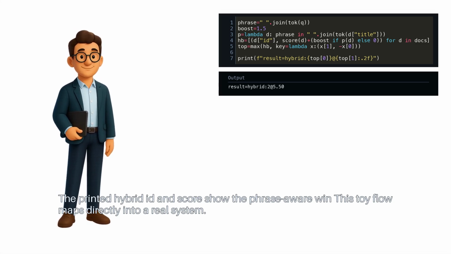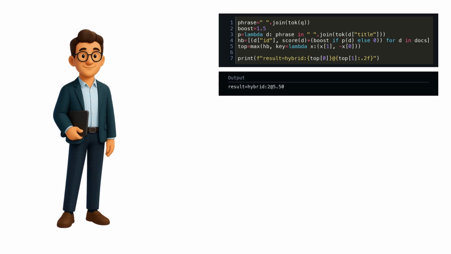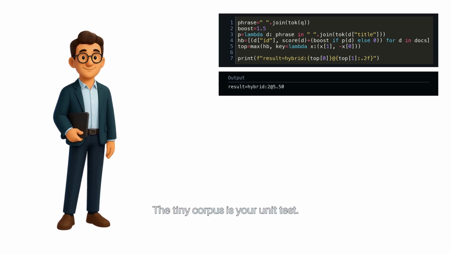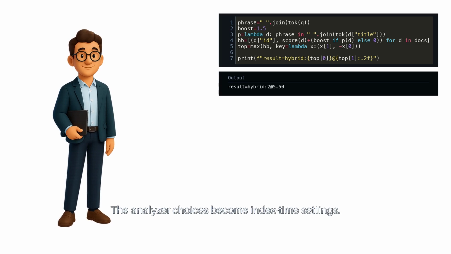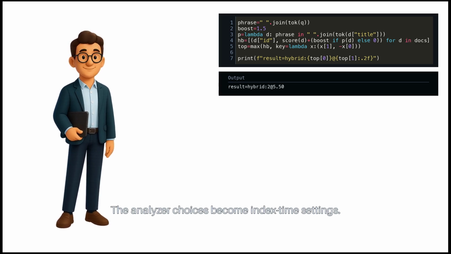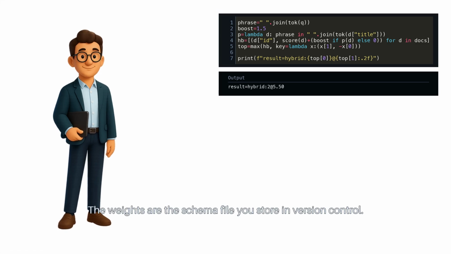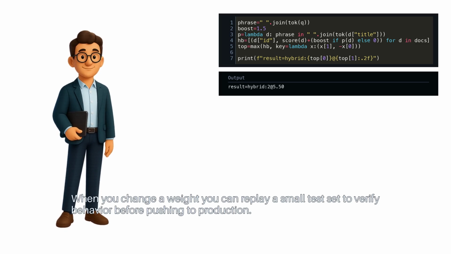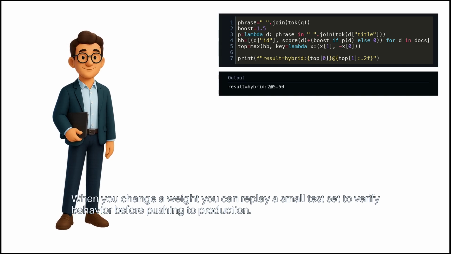This toy flow maps directly into a real system. The tiny corpus is your unit test. The analyzer choices become index time settings. The weights are the schema file you store in version control. When you change a weight, you can replay a small test set to verify behavior before pushing to production.